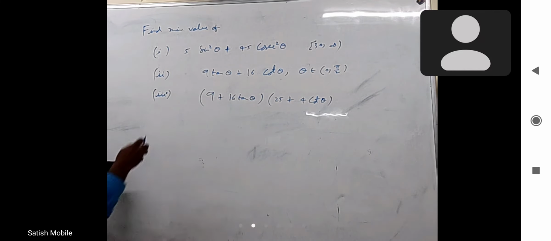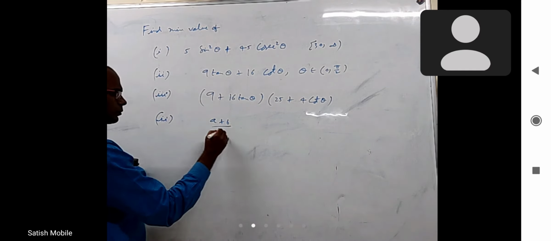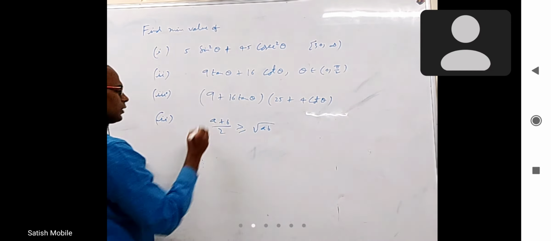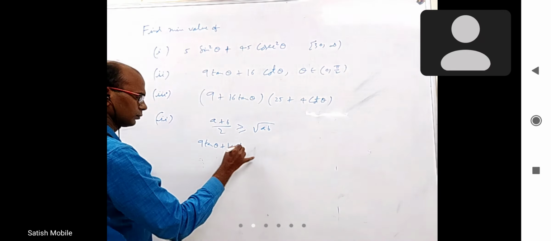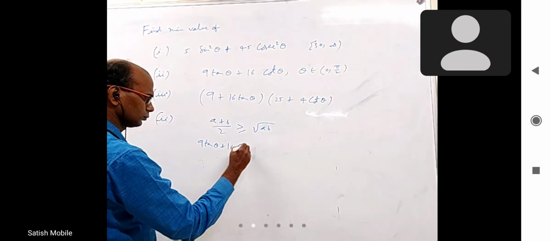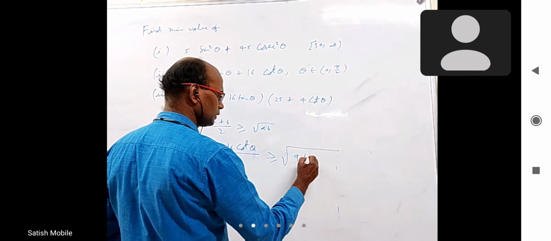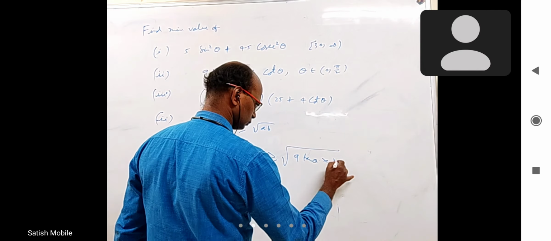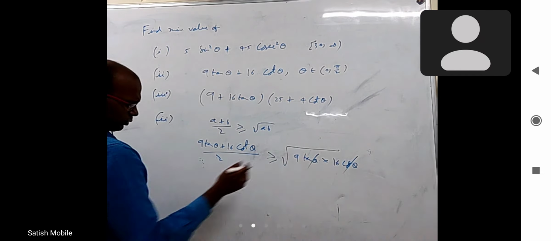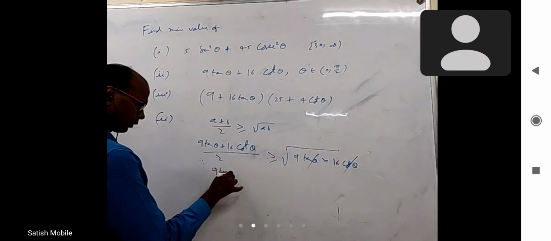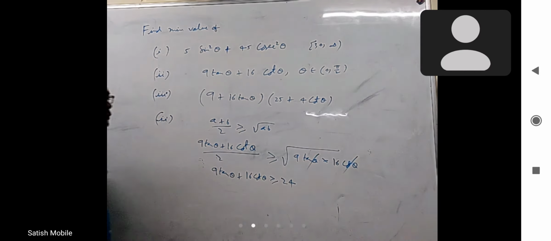Second one, you can use AM-GM inequality. (a plus b) by 2 is greater than or equal to root ab. In the same way, (9 tan theta plus 16 cot theta) by 2 is greater than or equal to square root of 9 tan theta into 16 cot theta. Tan and cot will cancel, you can send that side, 24. So 9 tan theta plus 16 cot theta is greater than or equal to 24. So the minimum value is 24.